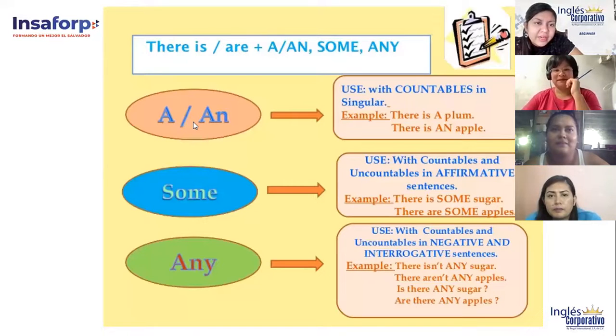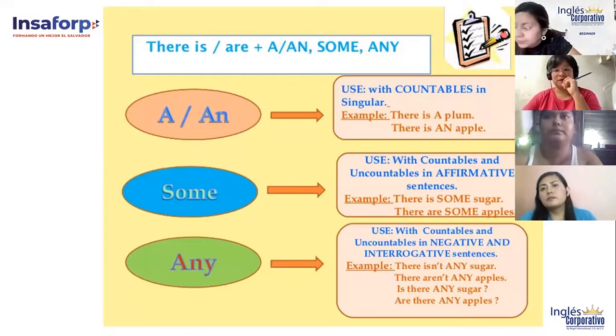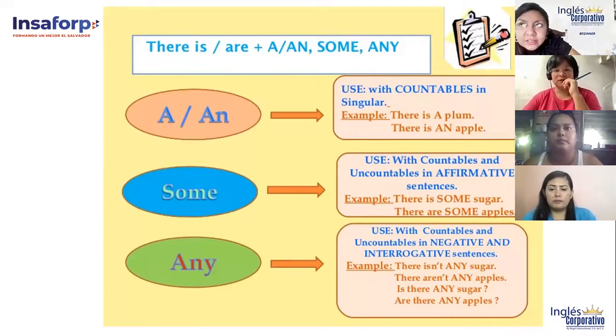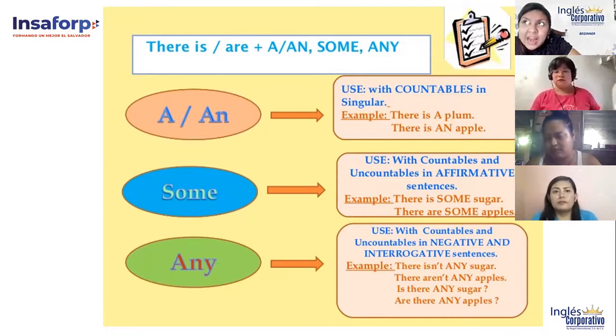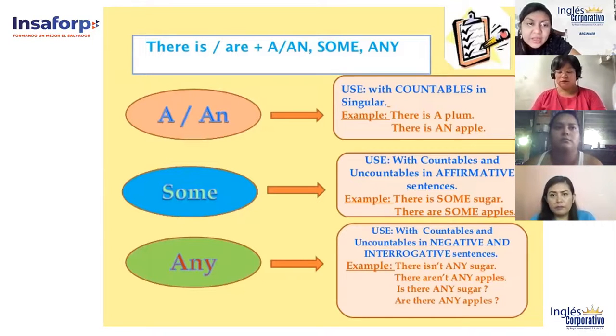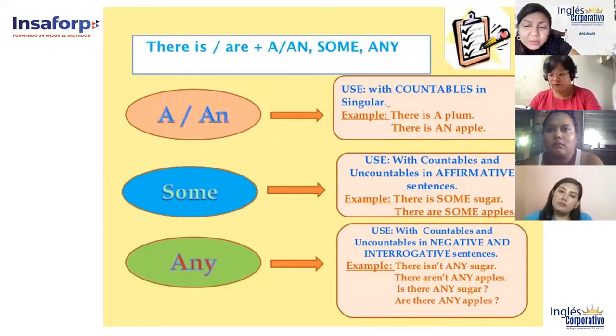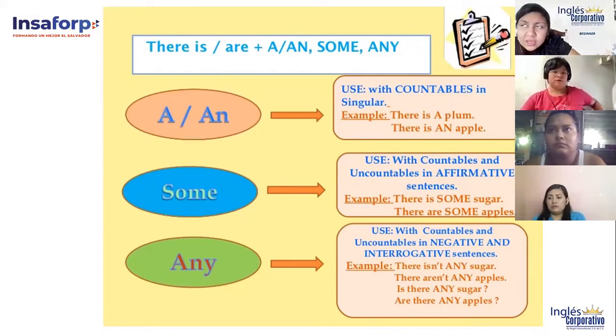Okay, this is like the summary. It's only in countables and in singular. There is a plum. There is an apple. There is a burger. There is a student. There is an orange. I have a mango. I have two flowers. I have two cars, etc. Some is used with countables and uncountables, but only in affirmative sentences. There is some sugar. Sugar is non-count. There are some apples. There are some eggs in the fridge. There are some dogs in the house. Okay? Any is used with countables and uncountables, but in negative and in interrogative sentences.